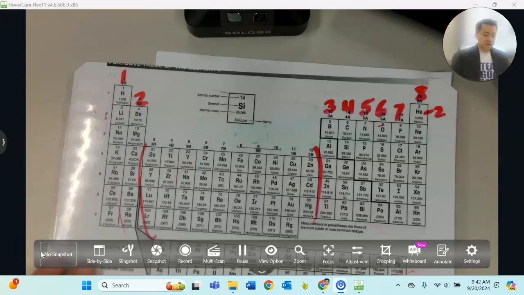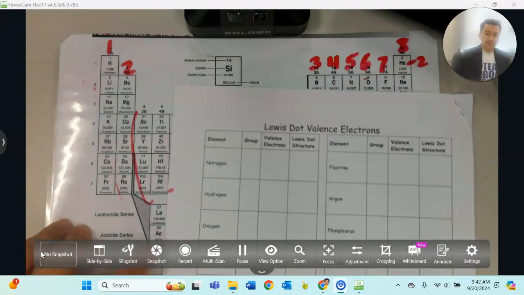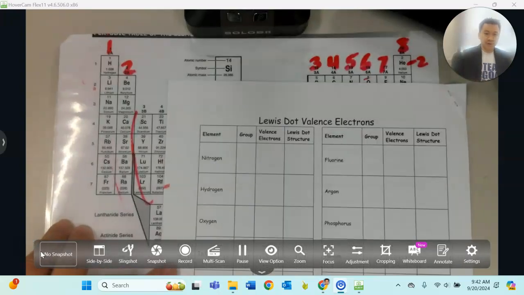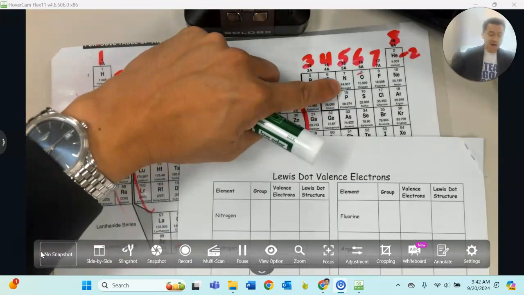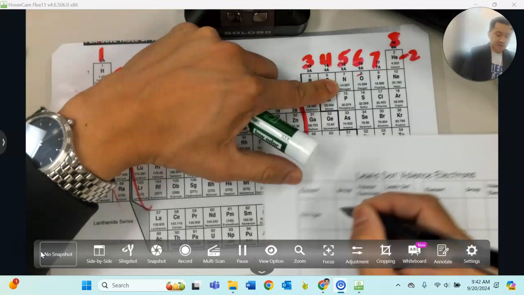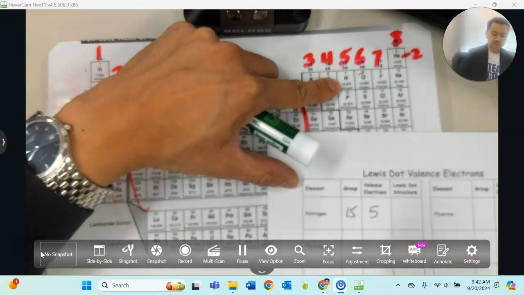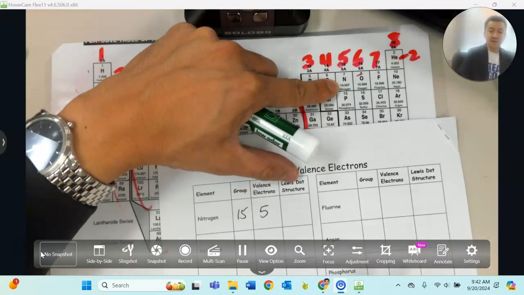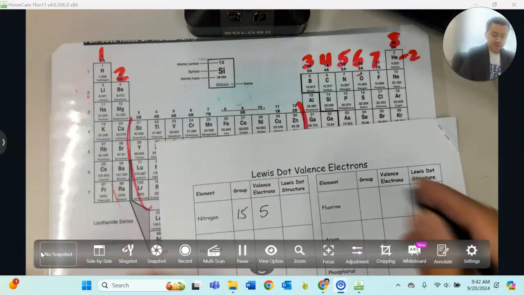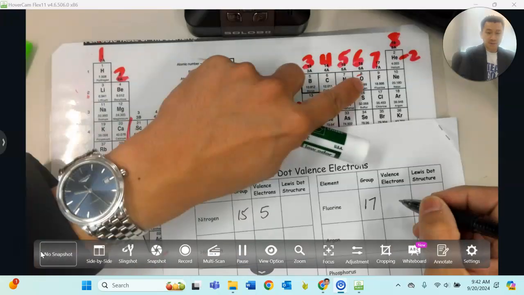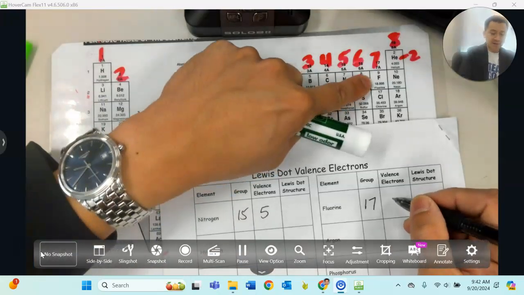So, a simple question: nitrogen. Look at nitrogen in group 15. It will have 5 valence electrons, right? So it's group 15, 5 valence electrons. And to the right of it, fluorine is group 17, so it has 7 valence electrons.